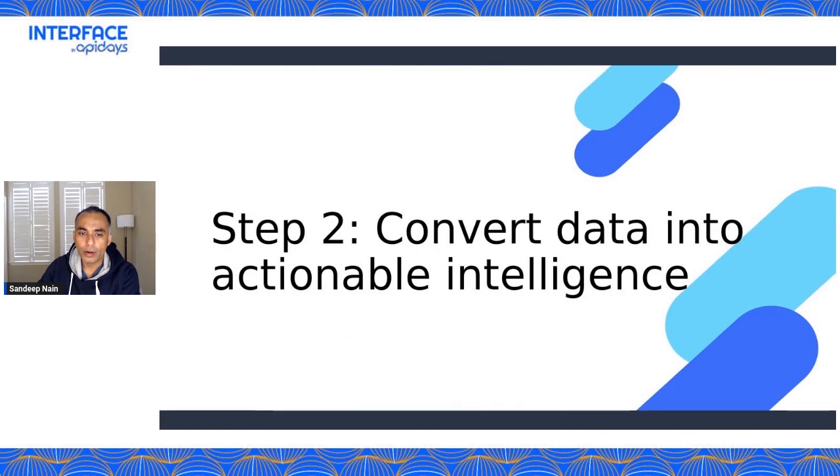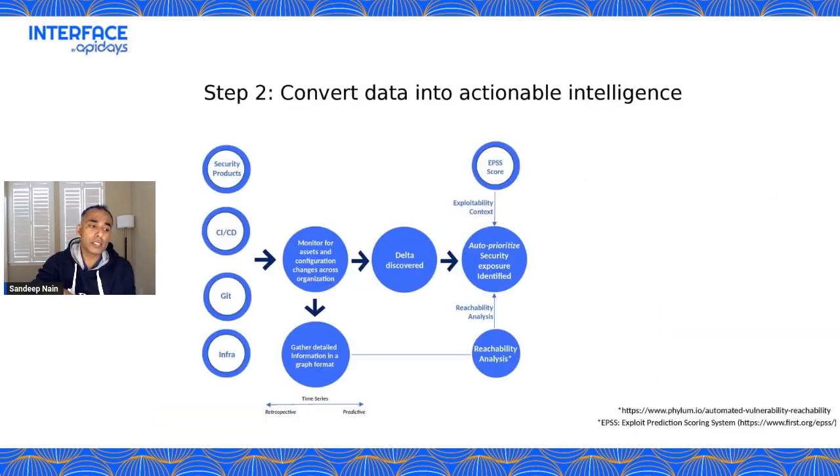So the next step, where the rubber meets the road, is how do we convert this data that we have collected into actionable intelligence? To do that, the first thing we're going to do is perform auto-prioritization on those security exposures that were identified by the security products. There are two things that we can leverage to perform that. The first one is the EPSS score. EPSS is the Exploit Prediction Scoring System. It is based on the CVSS score as well as the data that is available in the wild. This organization collects the data, uses the CVSS score, and gives a scoring to each vulnerability from 0 to 1. The higher the rating is, the more chances of this being an exploitable vulnerability.